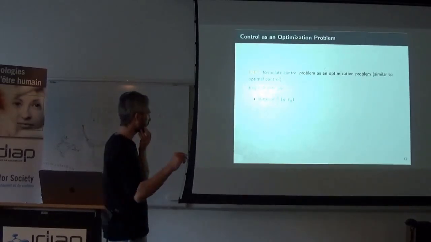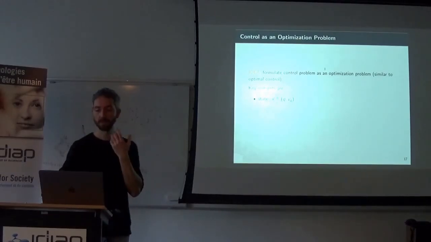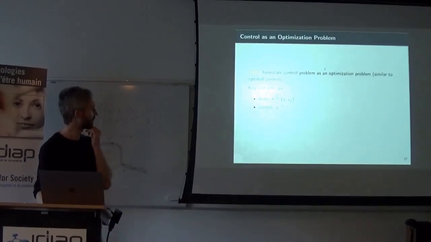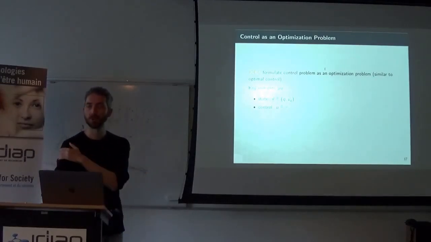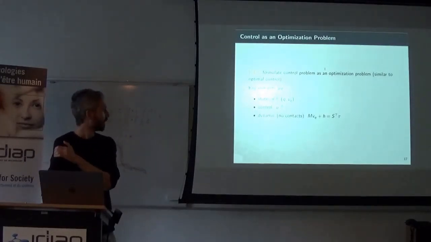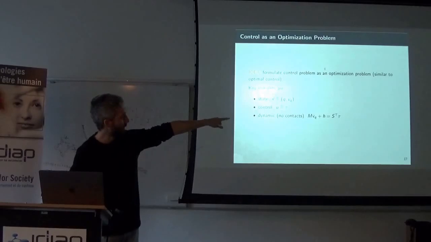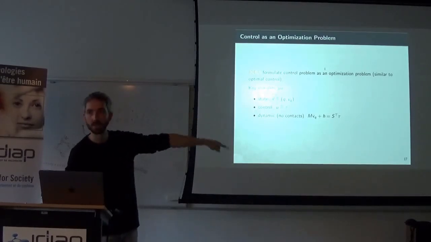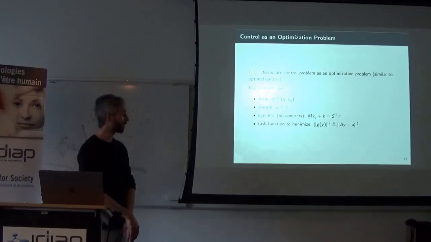So the key elements of this optimization problem are going to be the state of the system, which you're already familiar with; the control inputs, U, which are actually equal to the joint torques in our case; the dynamic of the system, where we will start by assuming the system is not in contact, so we don't have the J transpose F term at the end; and a task function to minimize.